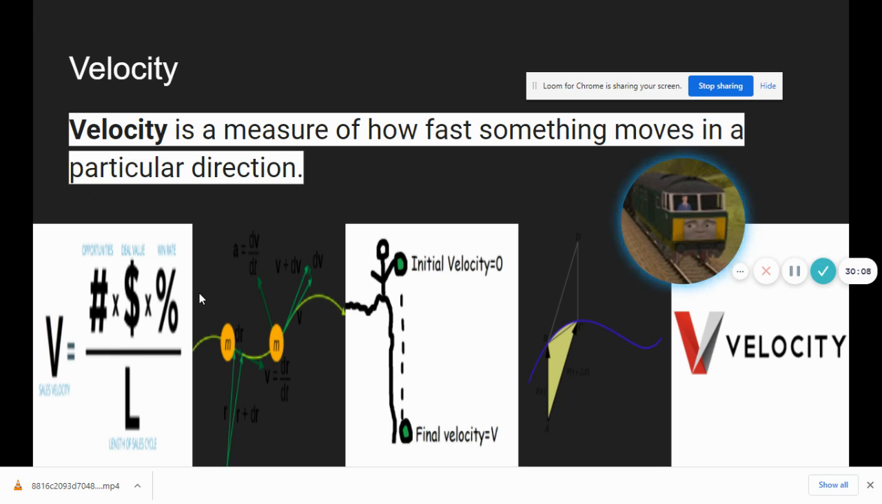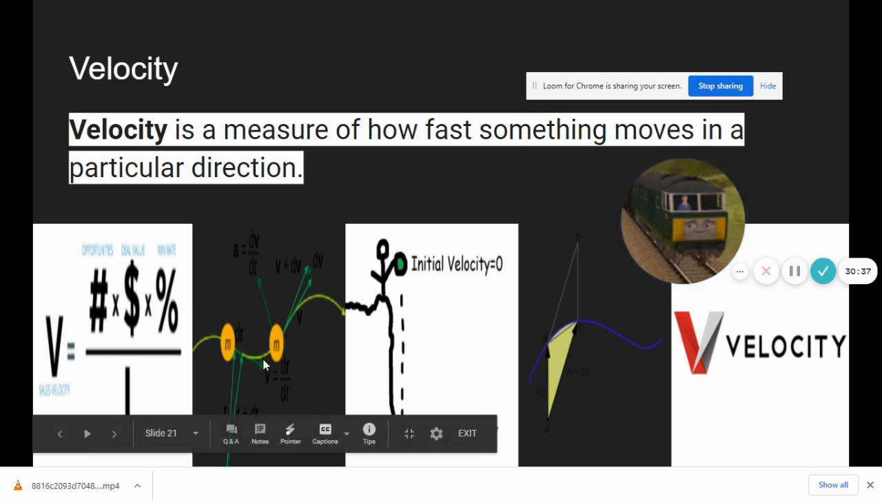So a equals dv divided by dt, v plus dv. You can see the yellow lines and the green lines as arrows, there are M's in the orange circles, and v equals dr divided by dt. So the r and the r plus dr. What do you think that's doing in this picture? Comment down below.